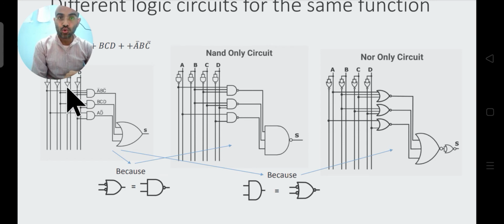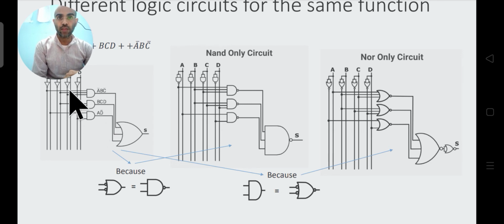To implement a NOT gate with the help of a NAND gate, what we have to do is connect both the inputs. So both the inputs are connected here simply, and the NOT gate is realized with the help of a NAND gate. Now you can see that in this particular circuit there is no other gate. We are just using NAND gates to implement the complete circuit. So this proves that a NAND gate can be used to implement any circuit.